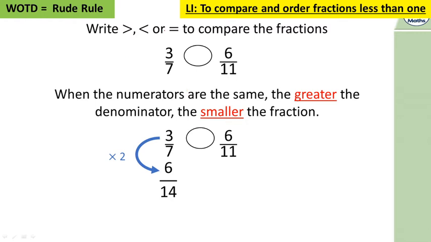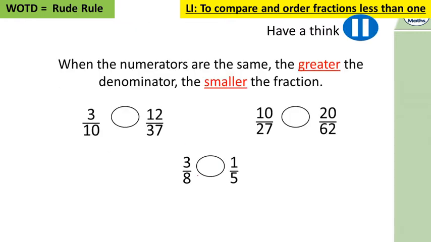So remember, when the numerators are the same, let's see if we put them next to each other. Let me just put 6/11 here. I'll put a circle to compare it. When the numerators are the same, the greater the denominator, the smaller the fraction. So these are the same. This one's greater, so this has to be smaller than this one. So we're going to get it going that way. So we've made the numerators the same, so we can compare those fractions more easily.